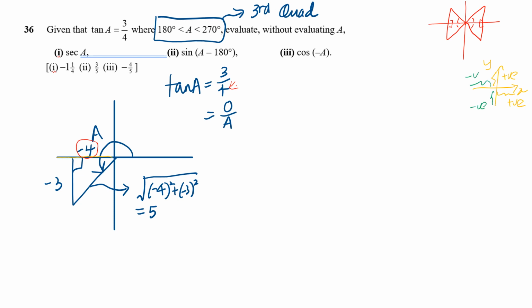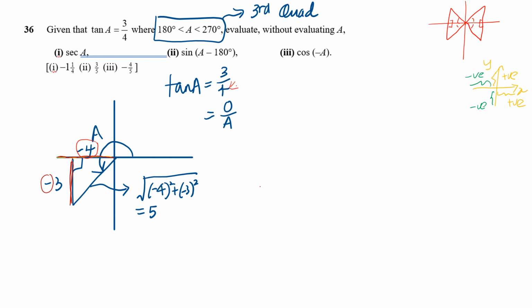Here also negative. So because we're dealing with this negative side here, that's why you have to put the negative in front of your 4. Likewise for 3, it's below the x-axis, that's why you need to have a negative here. So that's the reason. And then the hypotenuse is basically the radius of the circle.